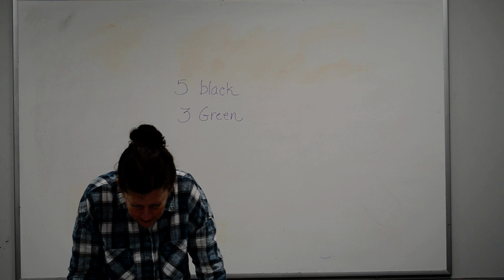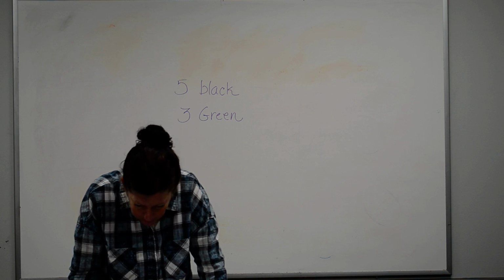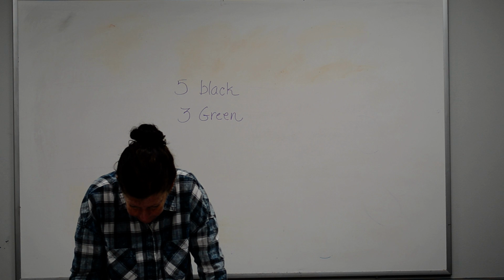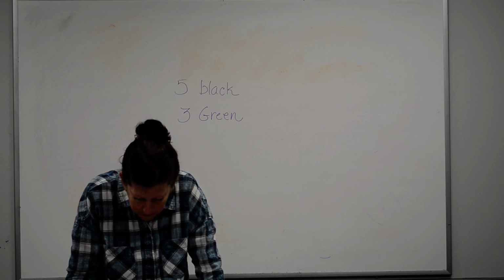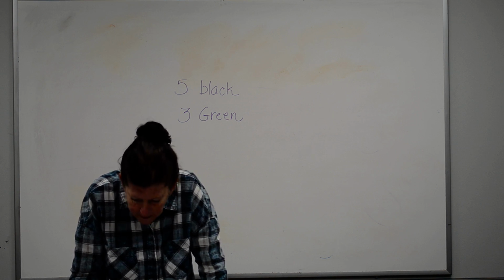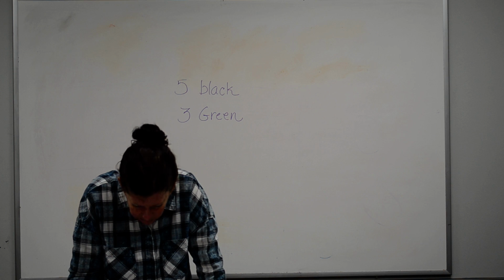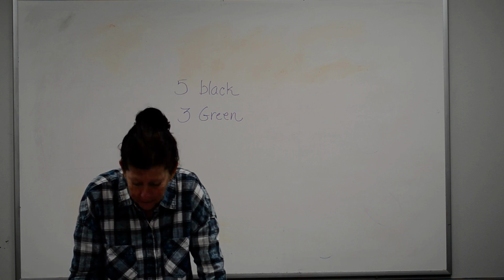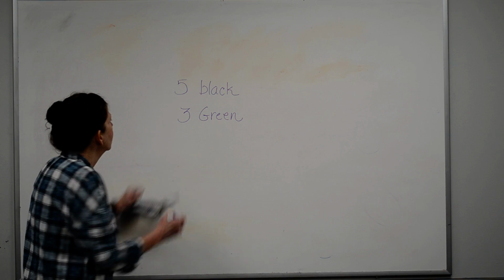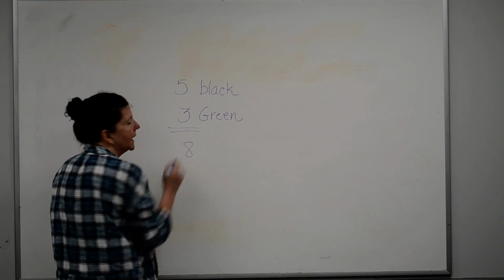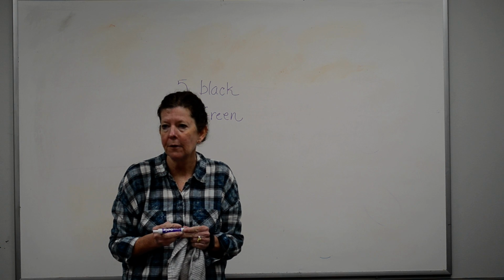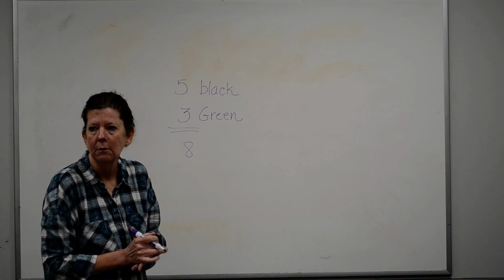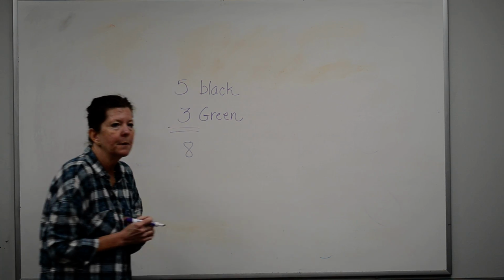One student selects a bowling ball at random from the shelf and puts it back because it's too heavy. The second student then selects a ball from the same shelf. What is the probability that each student picked a green ball? Okay, so how many total are there? There's 8. So let's talk about the probability of the first student picking a green ball. Okay, how many possibilities are there?